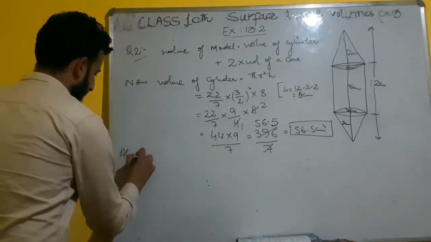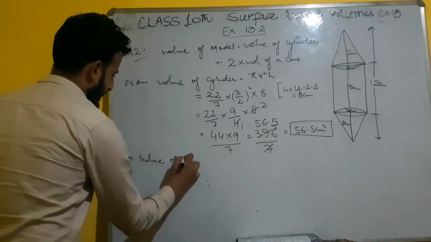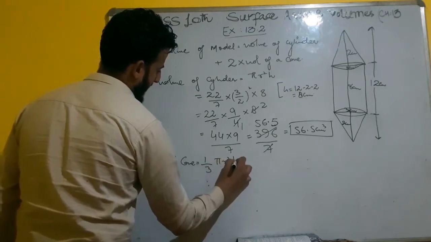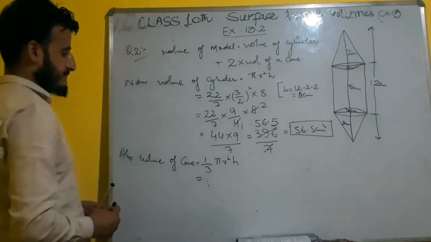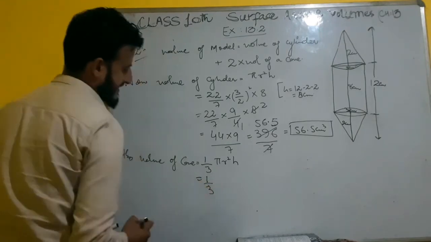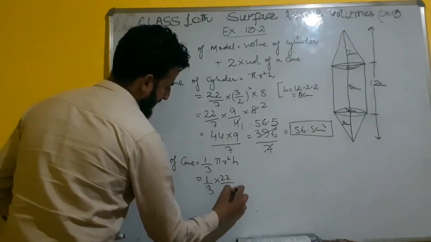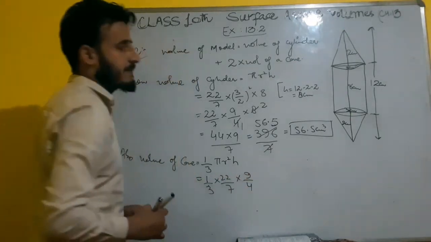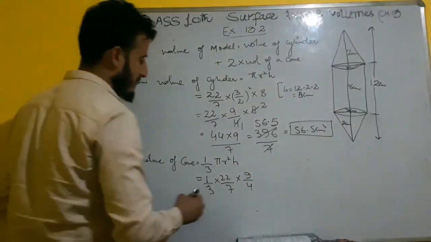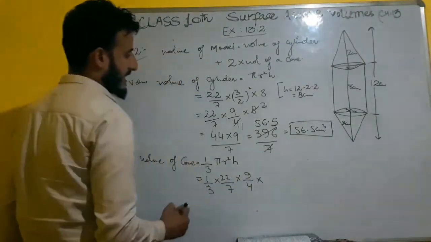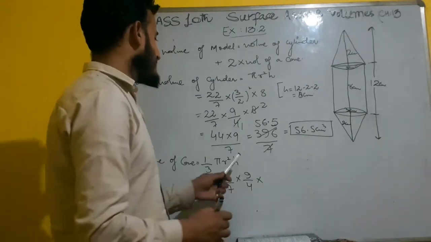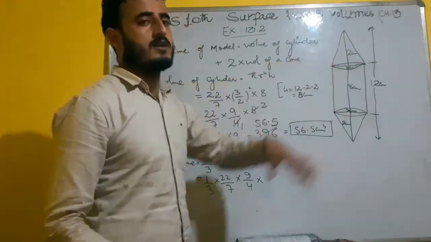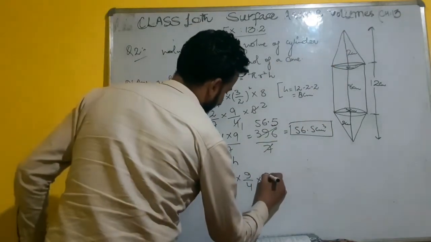Also, volume of cone is equal to 1/3 pi r square h, that will be equal to 1/3 as it is, pi is 22/7, and the radius is again 3/2, that will become 9/4. 3 square by 2 square is 9 by 4, into the height. Now this height is different than the cylinder, because the height of the cylinder is 8 but the height of the cone is 2. So we write the height of the cone as 2.